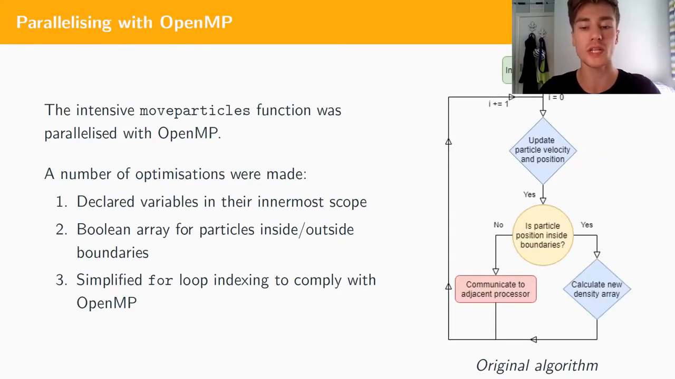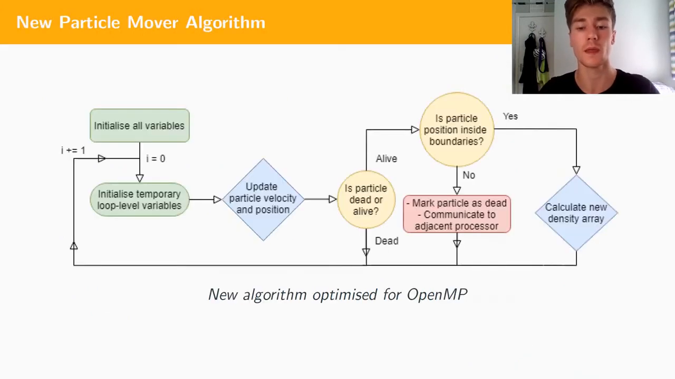The most computationally intensive section of code was the moveParticles function. The original algorithm for this function was updated and optimized for use with OpenMP. The new algorithm schematic is shown. It includes the initialization of temporary variables within the OpenMP loop and the creation of a new Boolean array for checking whether a particle is active or not.